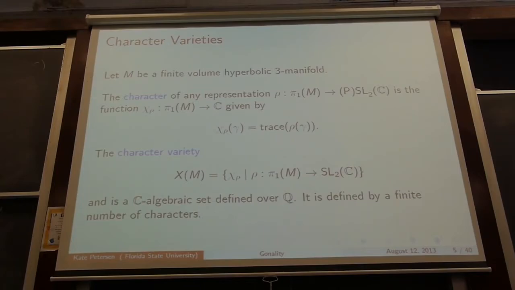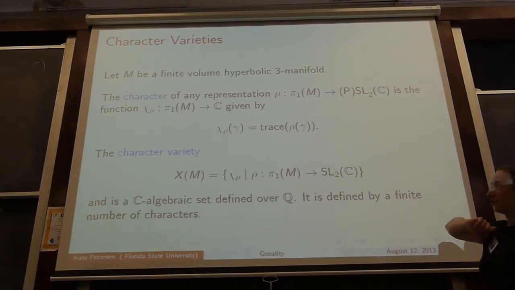But the basic idea is that if we have a finitely generated group, then I have a finite number of generators. I make them go to 2x2 matrices. That's 4 unknowns for each generator. And then for each relation, I'm just multiplying matrices. So each relation just gives me 4 equations in the entries that have to be satisfied. And then the determinant's 1, so that's an extra relation. So the character variety, it turns out, also is an algebraic set.